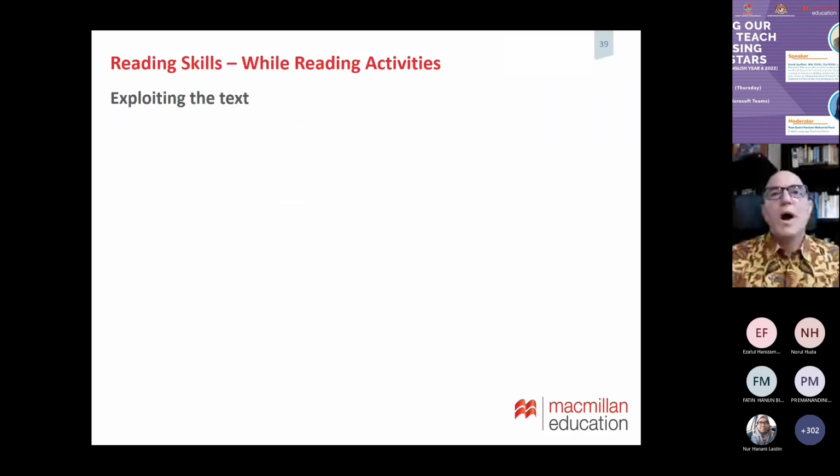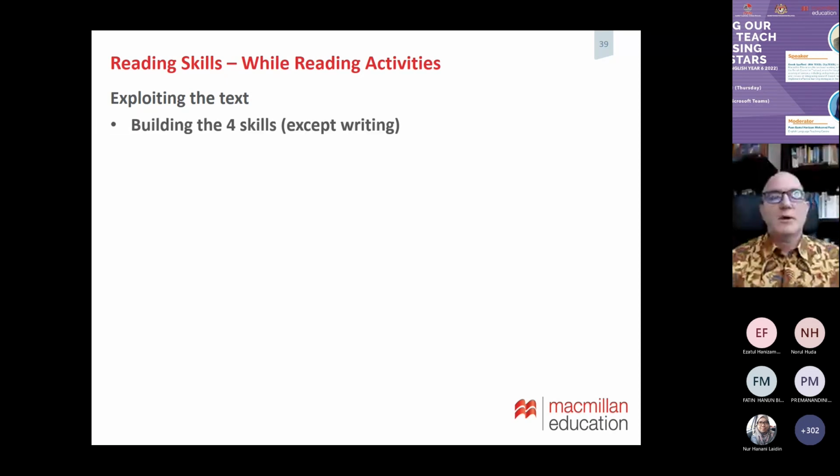If we think about while reading activities now, so we've done some ideas using images. So now I want to think about the text itself and exploiting that text. So what I want to do is build the 4 skills, except writing. Okay, there's not much writing involved in this activity. So build the 3 skills: listening, speaking, and reading, of course, because it's a reading activity.